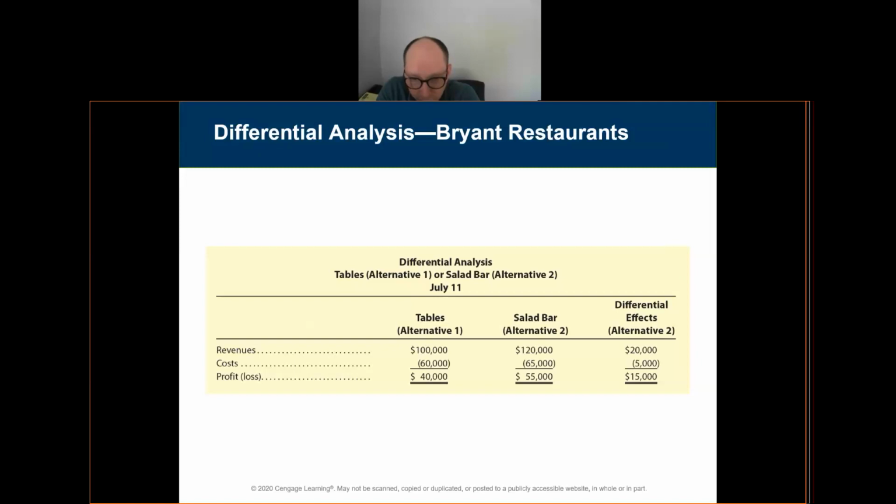So to find the difference in profit, we can either go across, right? We could do alternative 2 minus alternative 1, or you can simply go revenue minus cost equals profit. So revenue difference 20,000, cost difference 5,000, profit difference 15,000. So 20,000 minus 5,000 equals 15,000. So based off of this differential analysis, which decision would you make?